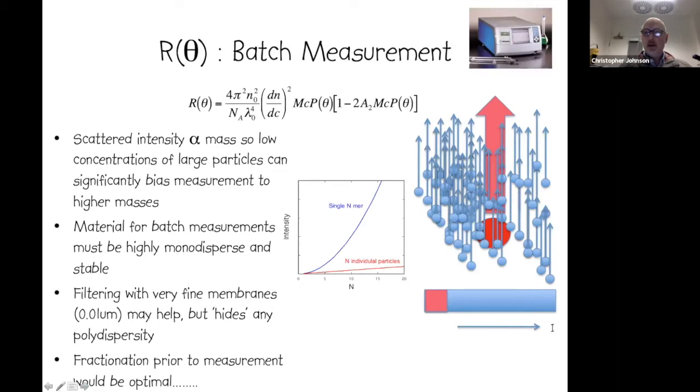So if we were then going to measure the intensity of scattered light, we could consider doing this as a so-called batch measurement. When I say batch measurement, this just means put the sample in some sort of measuring holder like a cuvette and put it in the machine, measure the intensity. But we've seen already that scattered intensity is proportional to mass in this non-linear manner. So low concentrations of large particles will significantly bias the measurement, and therefore your apparent mass will appear higher than it really is because of the large intensity contribution from even low levels of large particles.